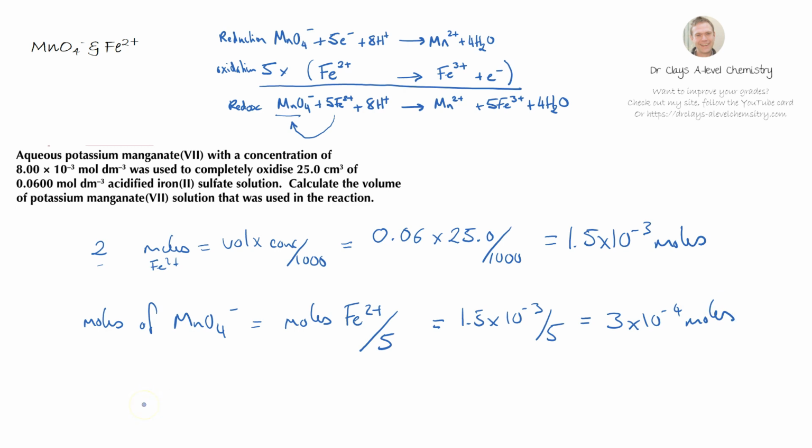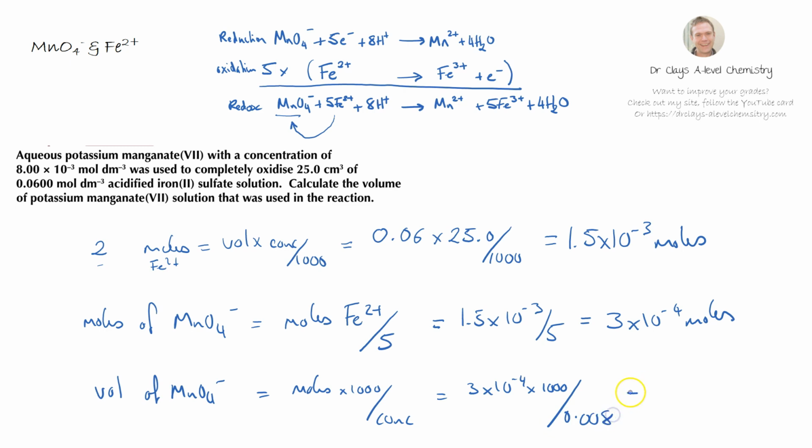Finally, we just got to work out the volume here. So the volume of MnO4- is equal to the moles times 1000 over the concentration which we're given. So we are 3 times 10 to the minus 4 times by 1000 over our concentration here of 0.008, giving us a final value here of 37.5 centimeters cubed of potassium manganate. Our volume there in centimeters cubed because we've got a factor of 1000 throughout the question.